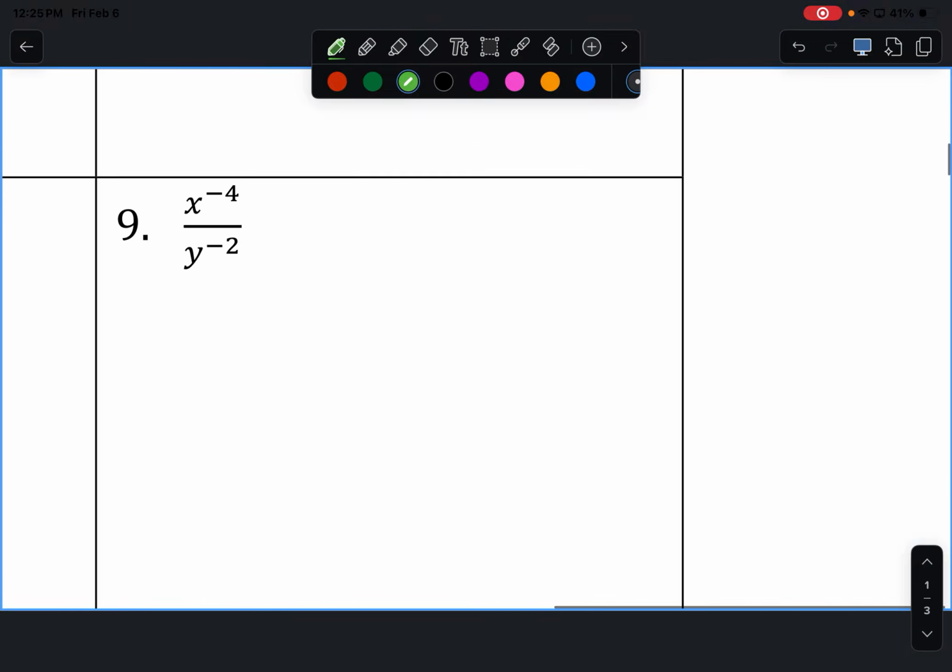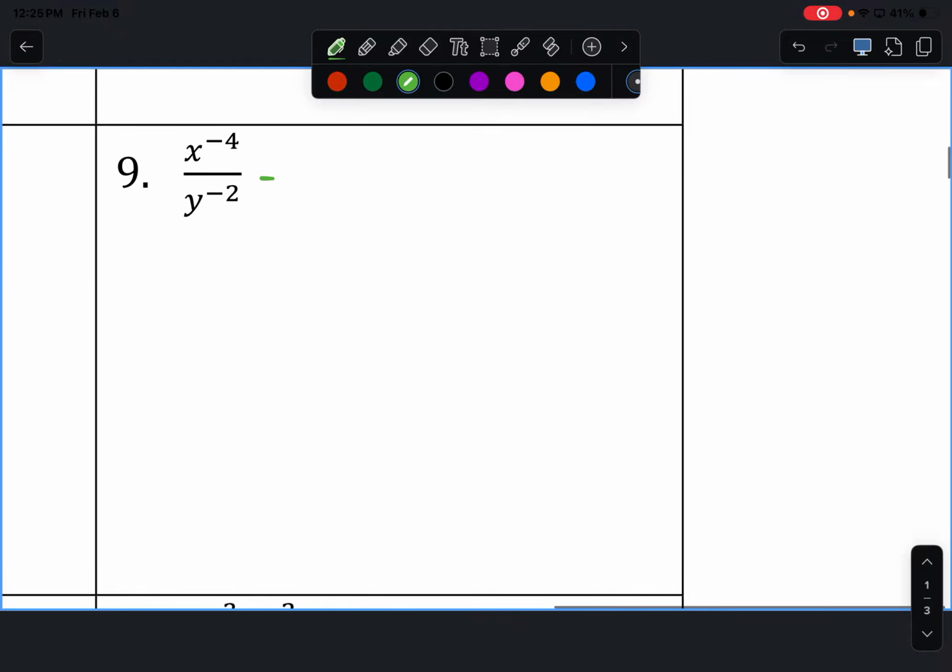Okay. Now for number 9, we have 2 parts we got to look at. So in the numerator, we currently have x to the negative 4th. Where does that need to move? Okay. And when it moves to the bottom, what does it become? X to the... There we go. And then we also have y to the negative 2 in the denominator. Where does that move? And it becomes y to the... There we go. Yes. I just realized I changed the variable from y to x.